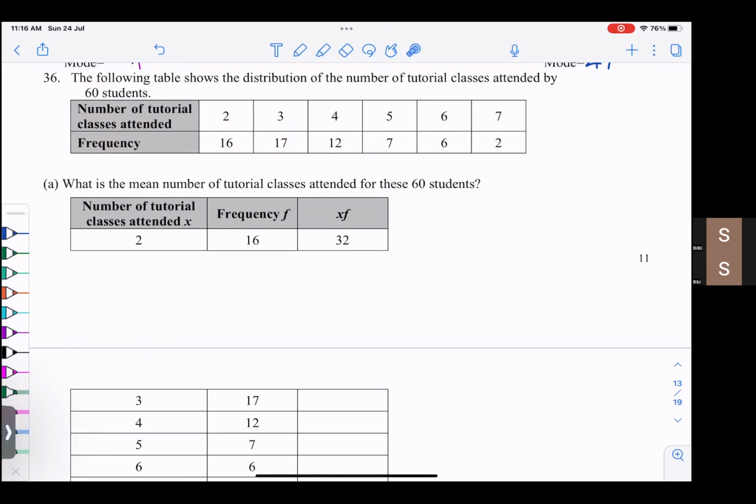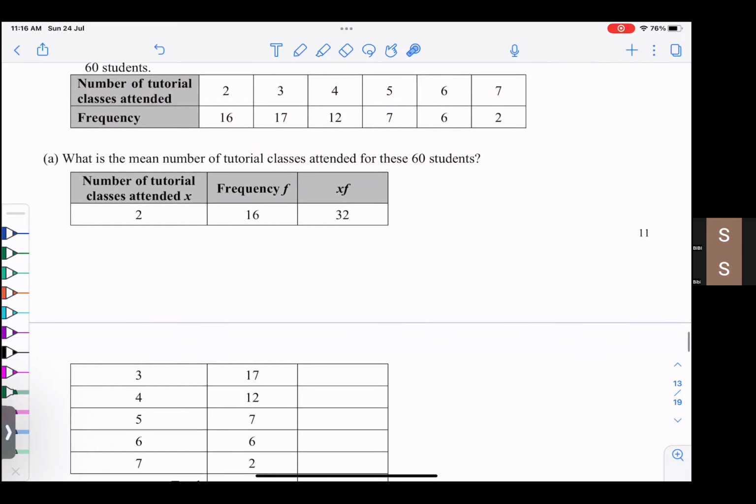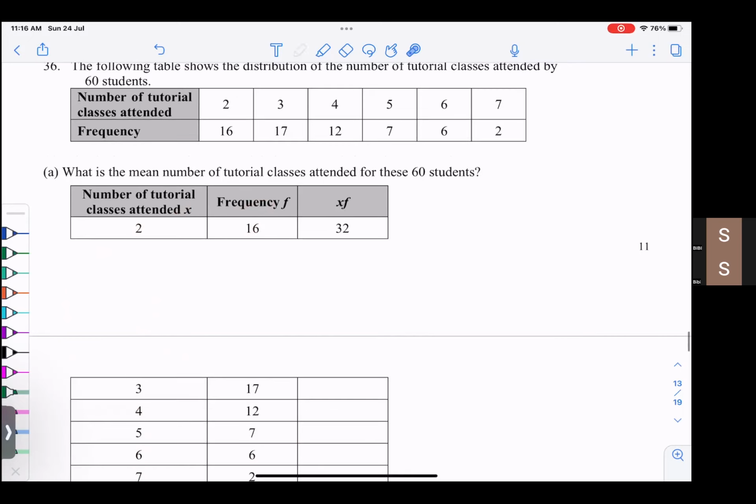And then, from this table, the next part is to write another table to find the mean. Usually, if you're in your exam and you don't have this table, just ignore it. You can still find the mean. How can we find it?